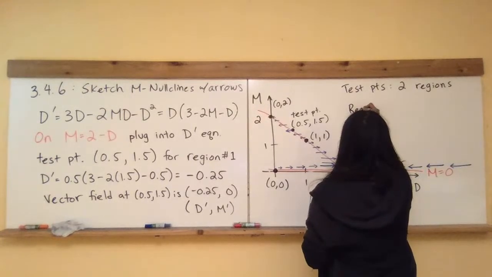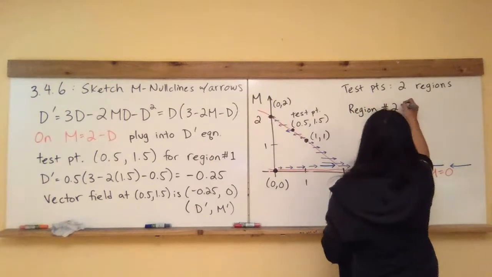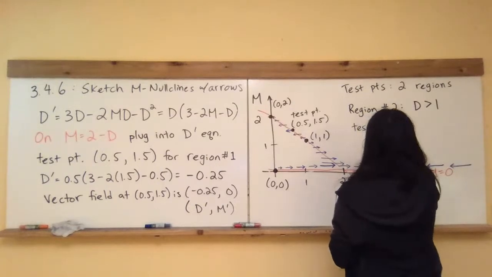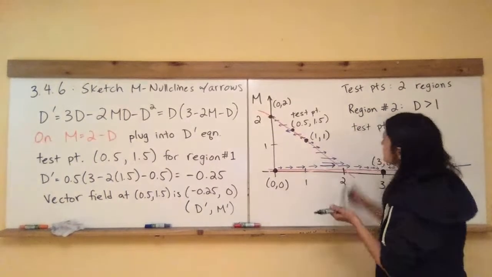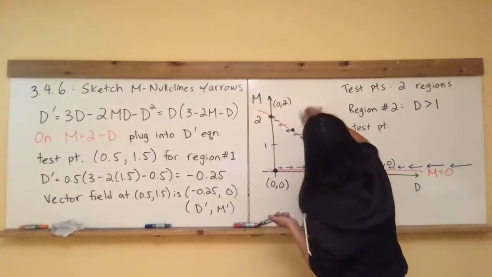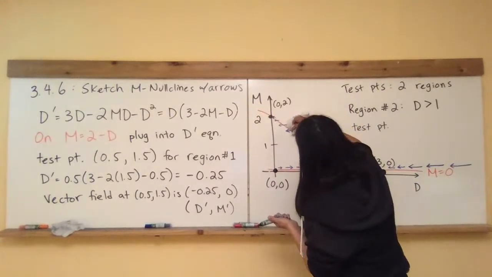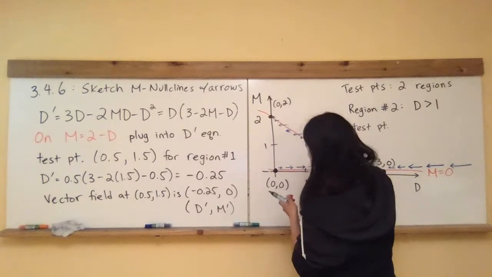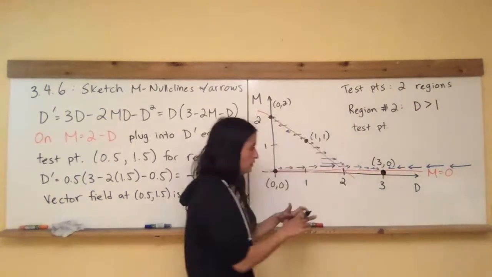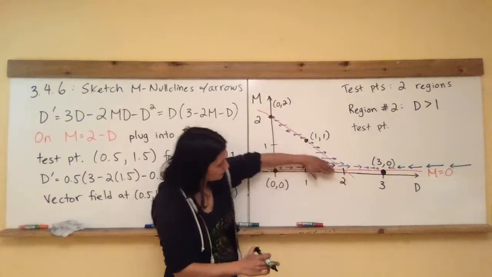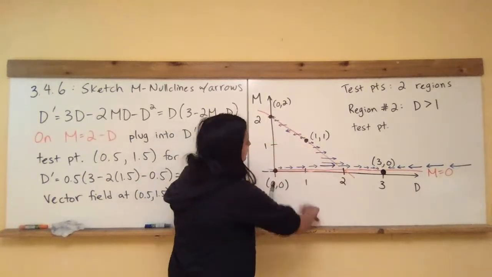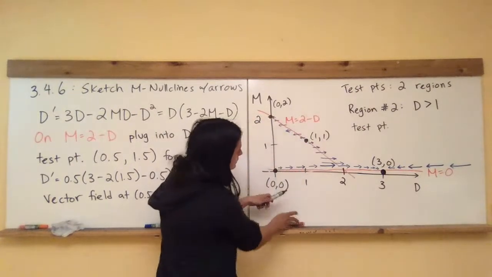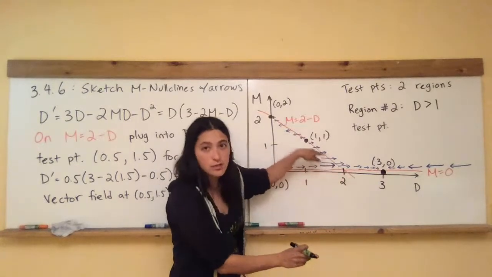Okay, like I was just saying, we're going to move on to region number 2. And that's the region where d is strictly greater than 1. And we have to choose a test point for that region. I'm going to erase this other test point because we already went through that. Okay, so now we're trying to do region number 2, which is over here. It's on the m nullcline, where, again, the statement is m is equal to 2 minus d. But now we're in this part of the region here, where d is greater than 1.